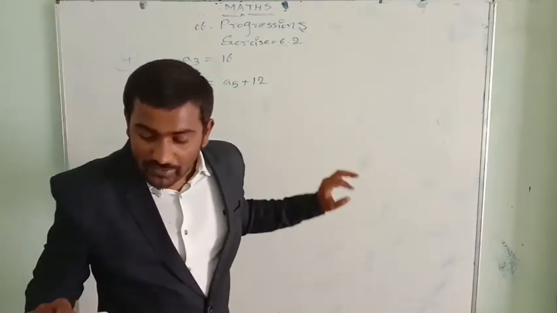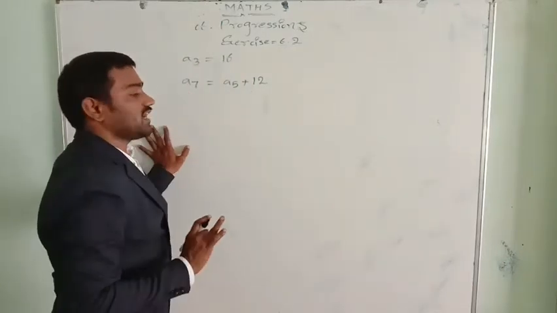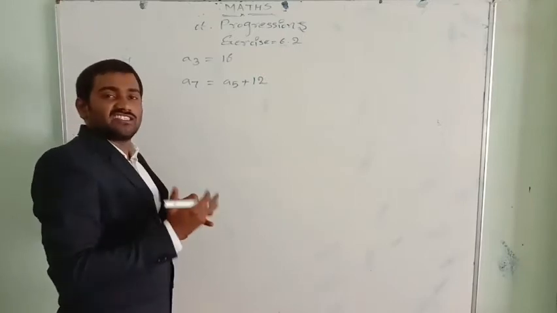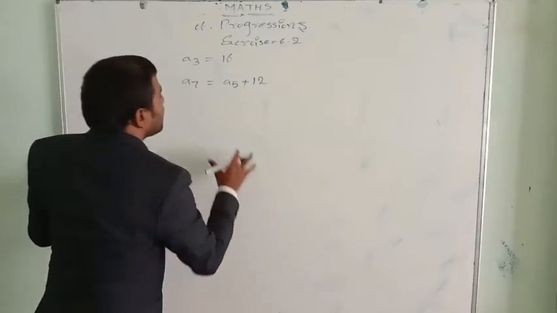Here, what do we need to find out? Determine the AP. The arithmetical progression we need to find out. Arithmetical progression means A, A plus D, A plus 2D, A plus 3D. The general form of arithmetical progression we need to find out. Okay, let us see here.